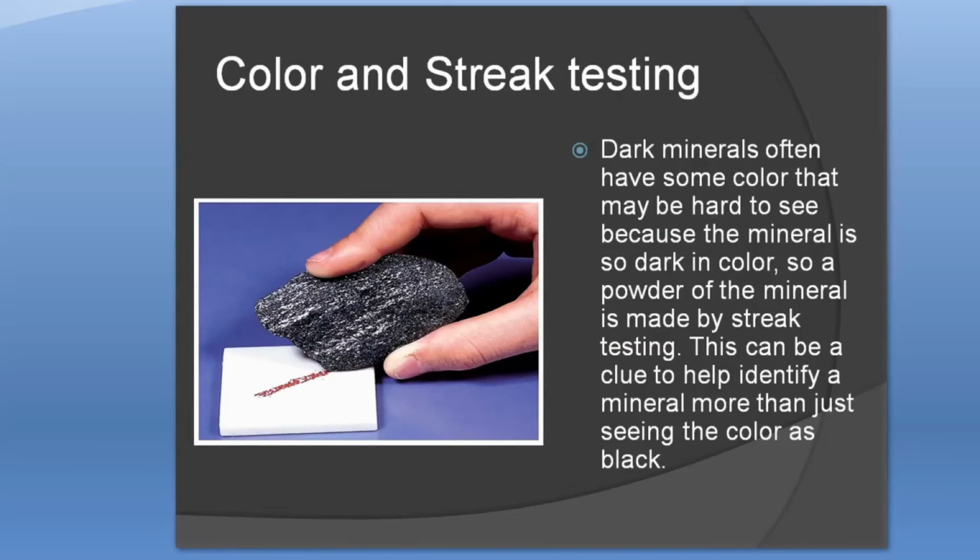Now I mentioned a streak, and here's a really dark mineral, and someone has given it a streak across the plate, and you see the powder there is kind of a brown color. This is what you get out of streaking minerals like this. Instead of just saying it's black or really dark, looking at the powder can give you a clue as to what the actual color is.